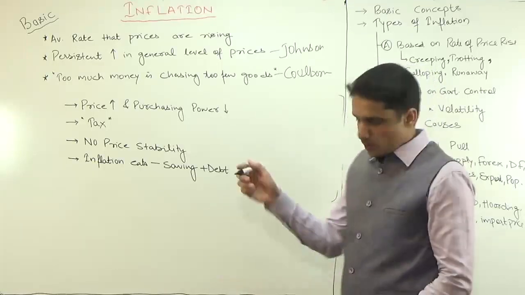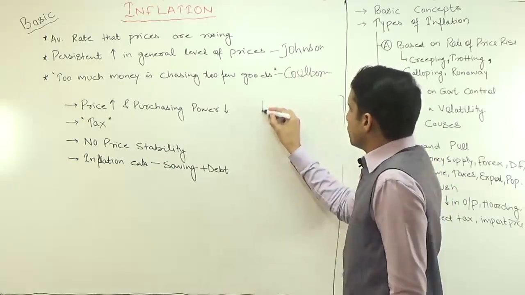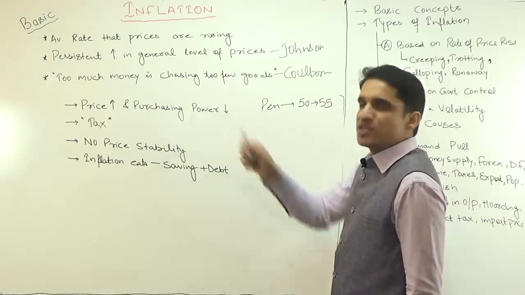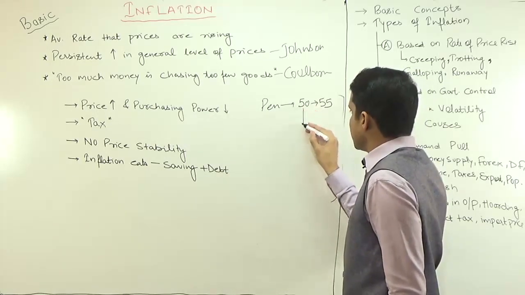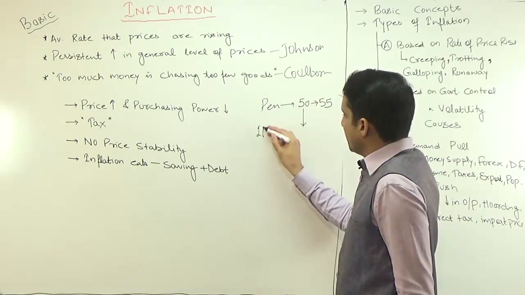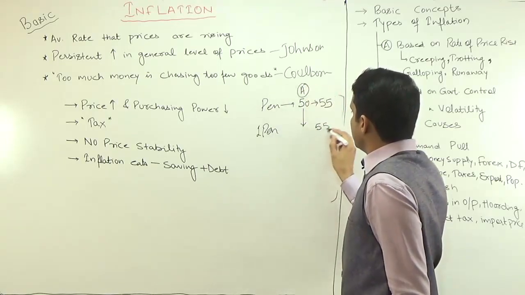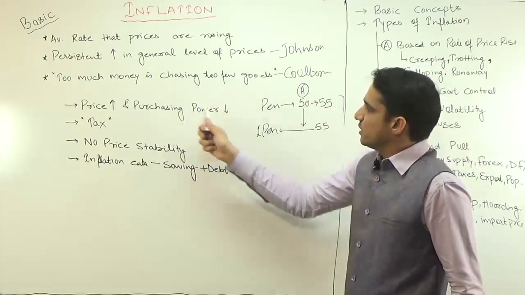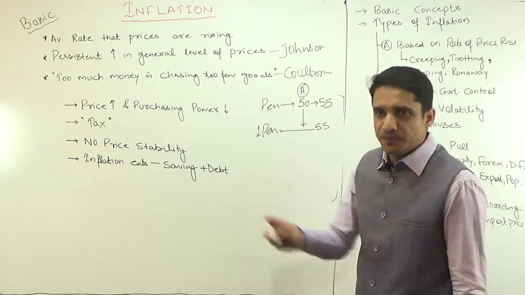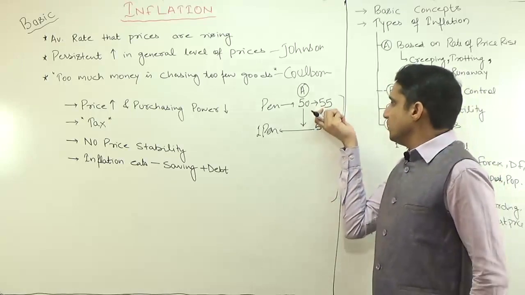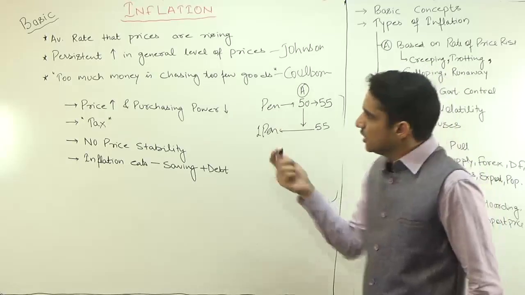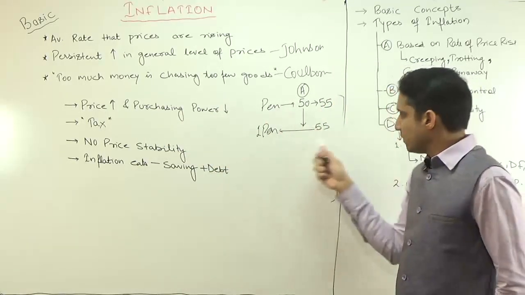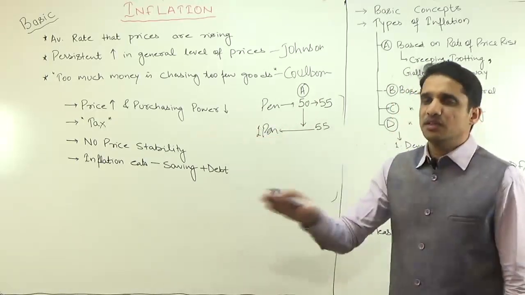After the definitions, what is the impact of inflation? The prices increase. Of course, the price of the pen increased from 50 to 55, and it decreases the purchasing power. How is it decreasing the purchasing power? Whoever had 50 rupees and was able to buy one pen now has to spend 55 rupees to buy the same pen, and this person doesn't have 55 rupees. So the purchasing power has decreased, meaning the amount of commodity the money can buy has decreased. Because of inflation, the price becomes 55 from 50, and the purchasing power of the money, as well as of the society, decreases.